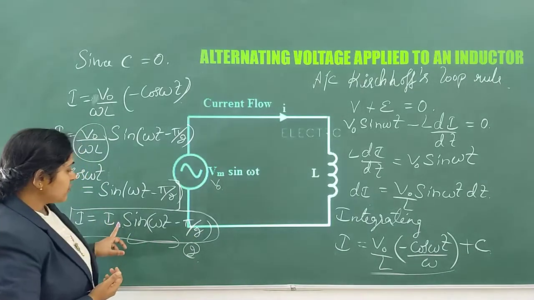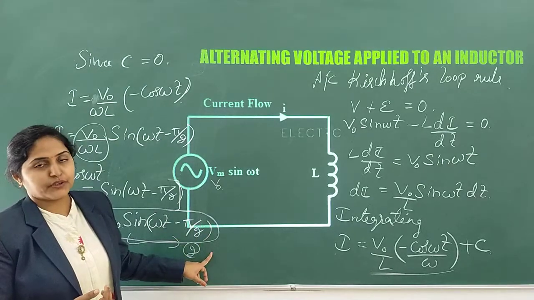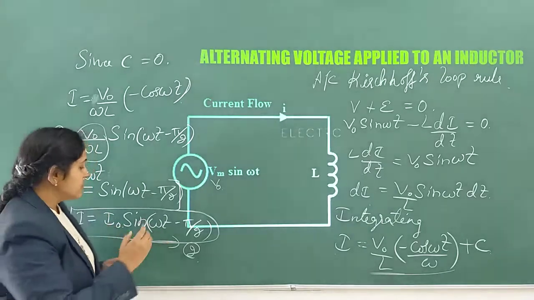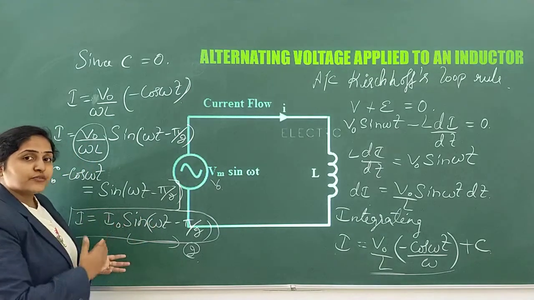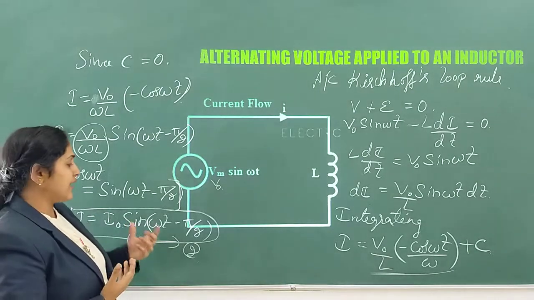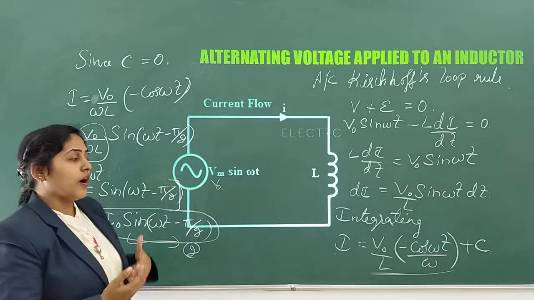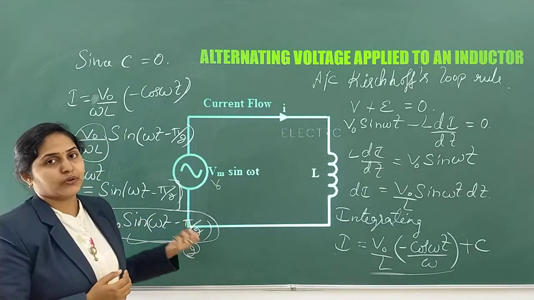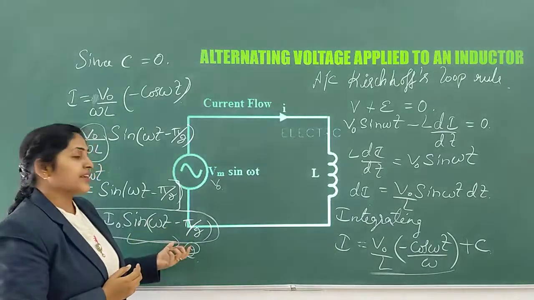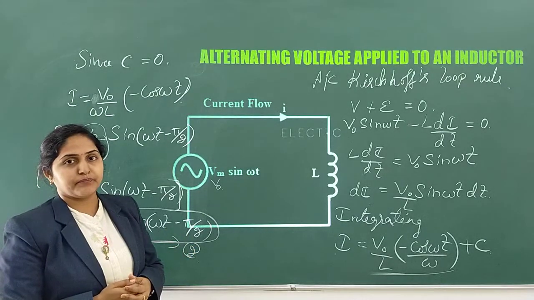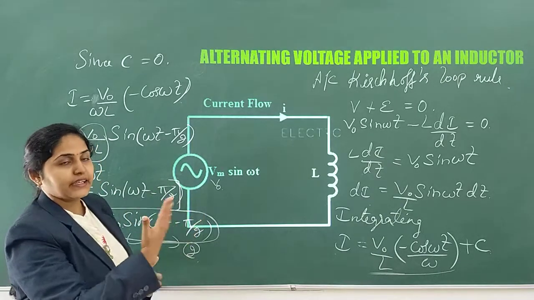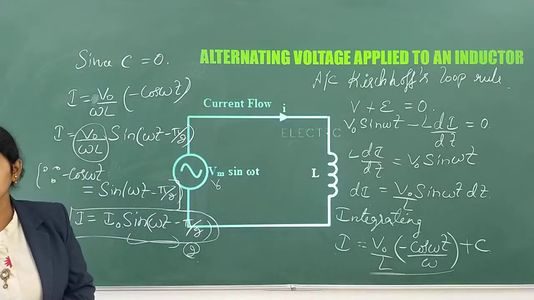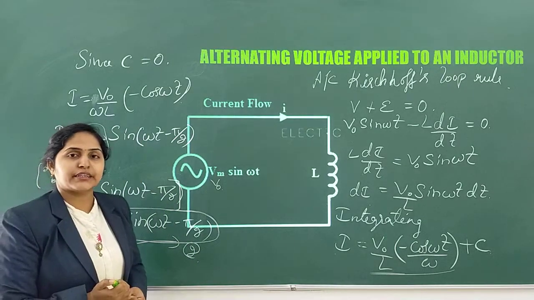So I equals I naught sin (omega t minus pi by 2). By this equation we can conclude that current lags behind the voltage. By what angle? By the angle of 90 degree or pi by 2. Or we can say voltage is ahead of current by pi by 2 or 90 degree, or voltage leads the current by pi by 2 or 90 degree. So voltage is leading and current is lagging here, with the angle of 90 degree. So this is the relationship between current and voltage.